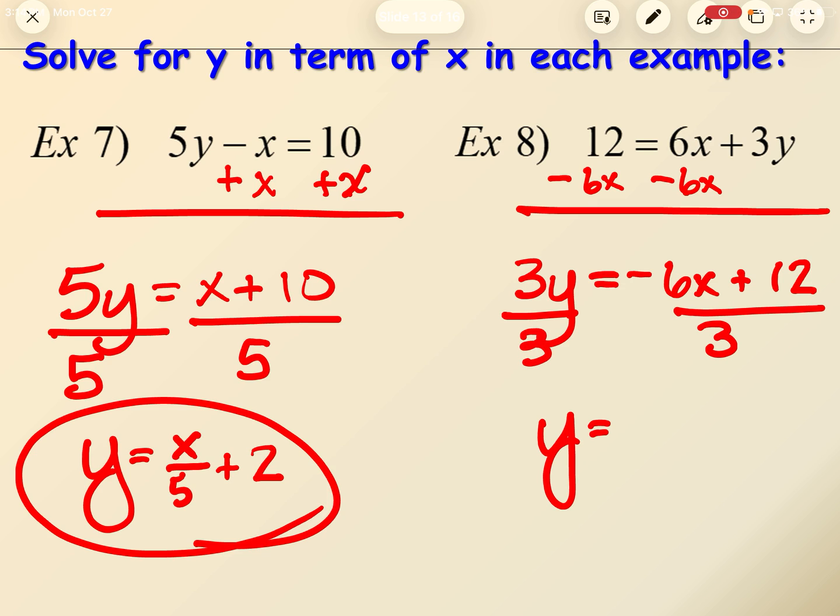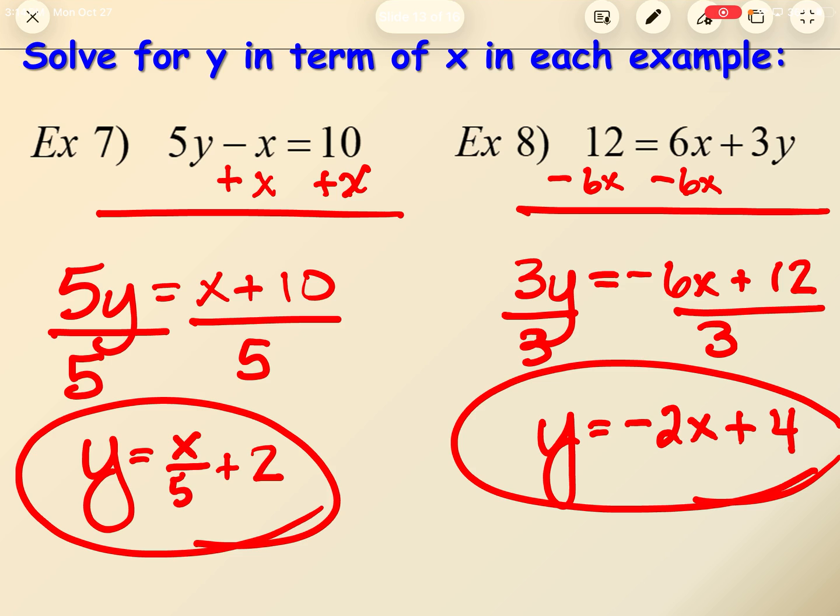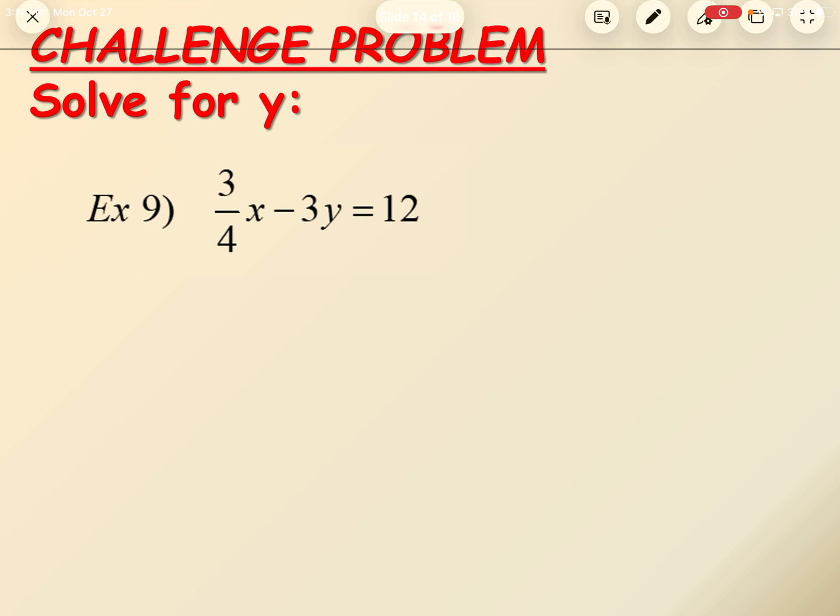Y equals negative 2x plus 4. Yes. Can you go back to 4 so I can... Not yet. No, we're almost out of time, and I got to show everybody number 9.